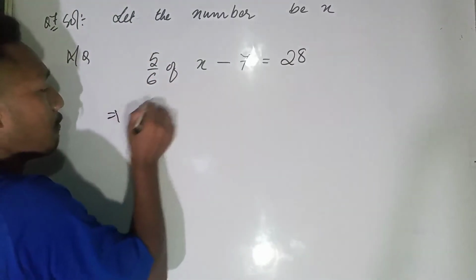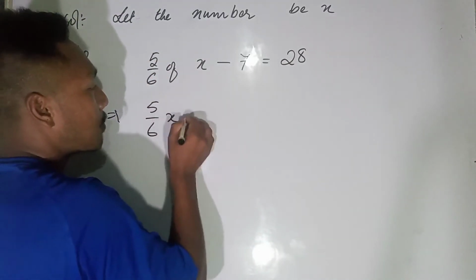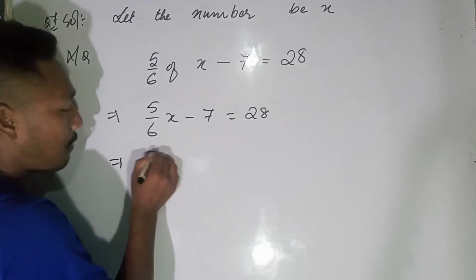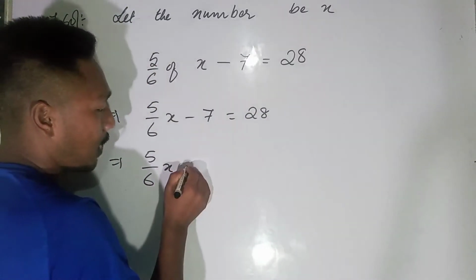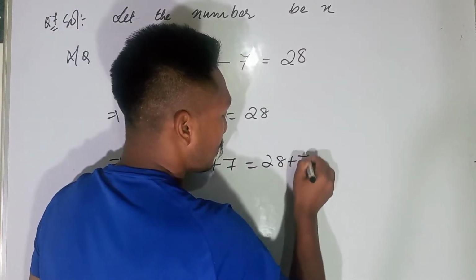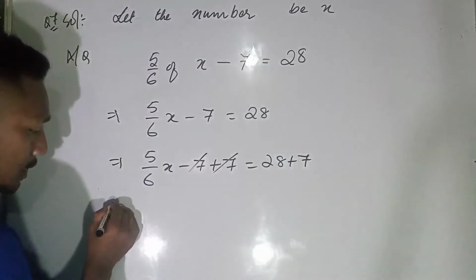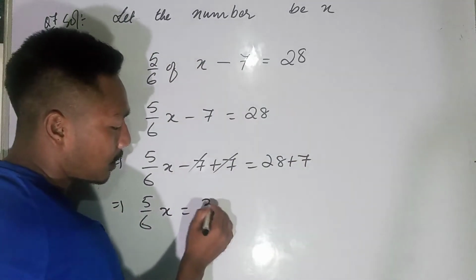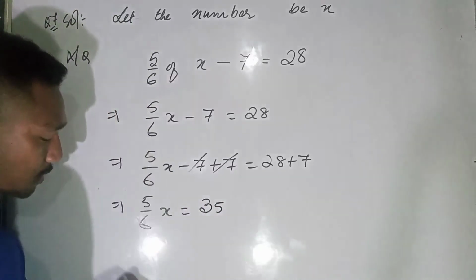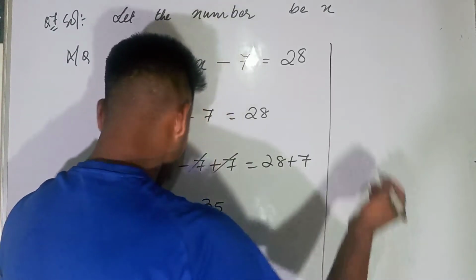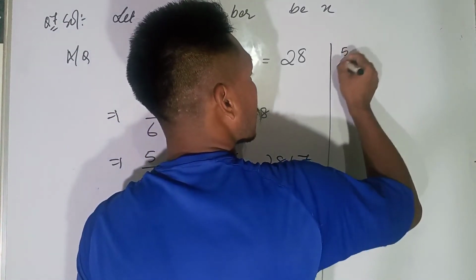That means 5 by 6x minus 7 is equal to 28. So if I want to remove the 7, I will add 7 to both sides: 5 by 6x is equal to 28 plus 7. Then 7 and 7 get cancelled. 5 by 6x is equal to 35. Now if I want to remove 6, I have to multiply both sides by 6.